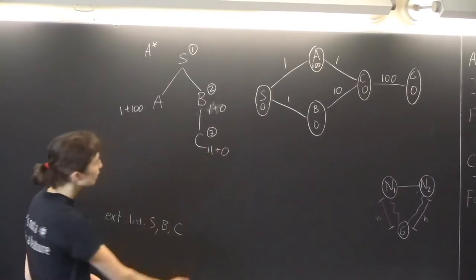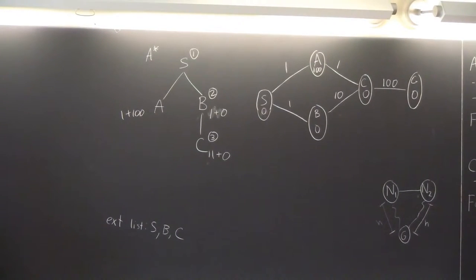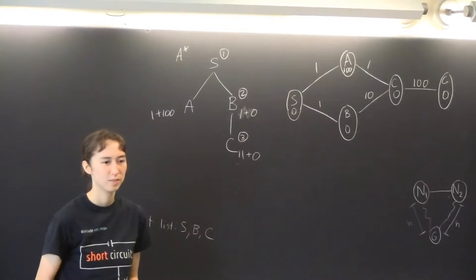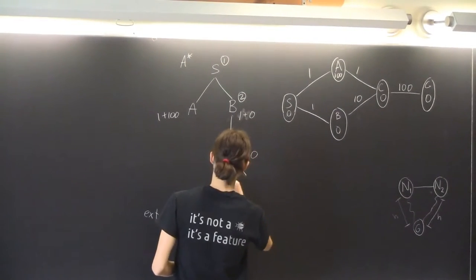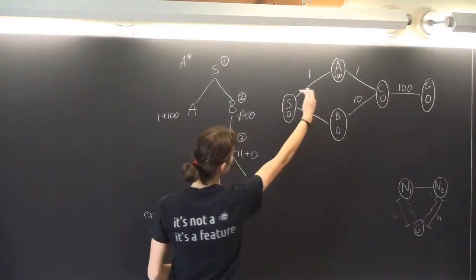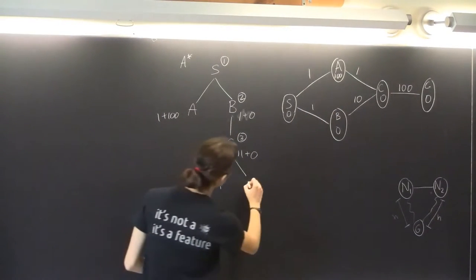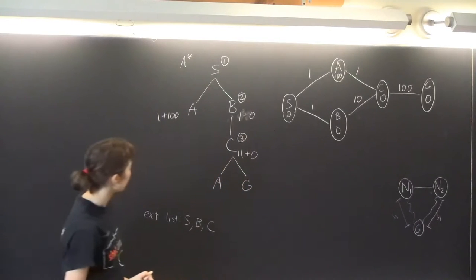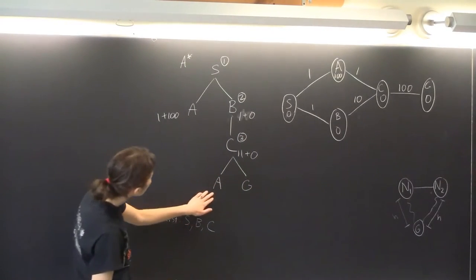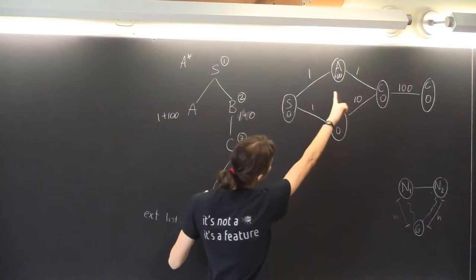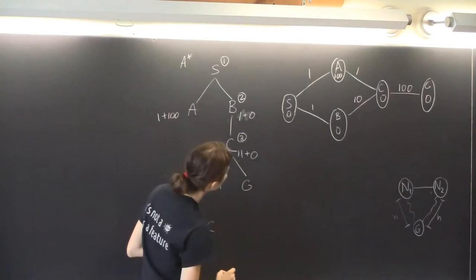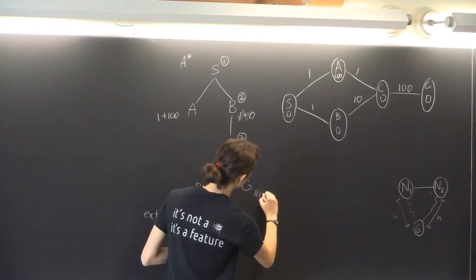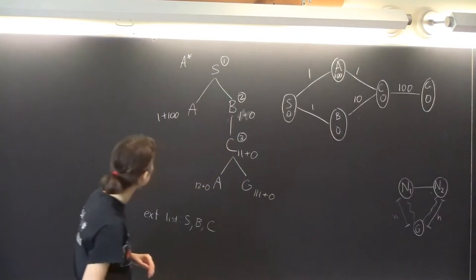So we extend C. Where does it go? G. Does it go anywhere else other than G? A. Yeah, so be careful of that. Even though, as humans, we can see the path to A is going to be a dead end, we still have to list that because the algorithm doesn't know where that's going. So now this path to A will be 12 because we're going around through C, plus the heuristic 0. And at G, we have 111 plus 0.